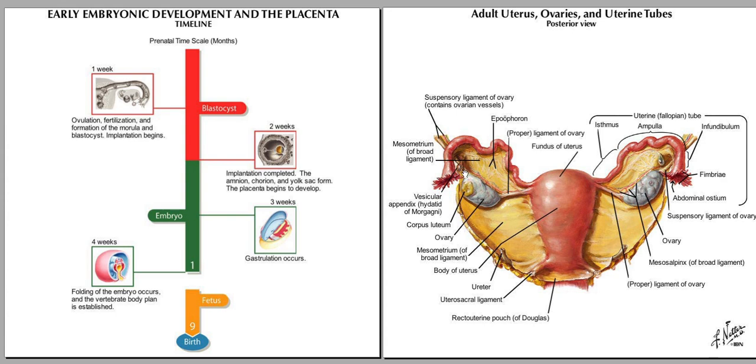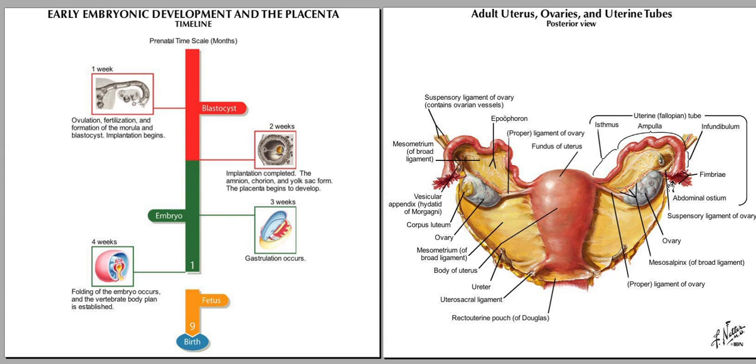Okay, you see the vesicular appendix or hydatid of Morgagni, and you see that of the broad ligaments, the mesovarium of the broad ligaments. That's the suspensory ligament of the ovary, containing ovarian vessels. So broad ligaments, suspensory ligaments, and of course, the ovarian ligament over here. The parts of the uterine tube: you have the isthmus, the ampulla, infundibulum, and the fimbrial end. Okay. See the suspensory ligament of the ovary, the ovarian ligament proper, and suspensory ligament over here too, containing the ovarian vessels.